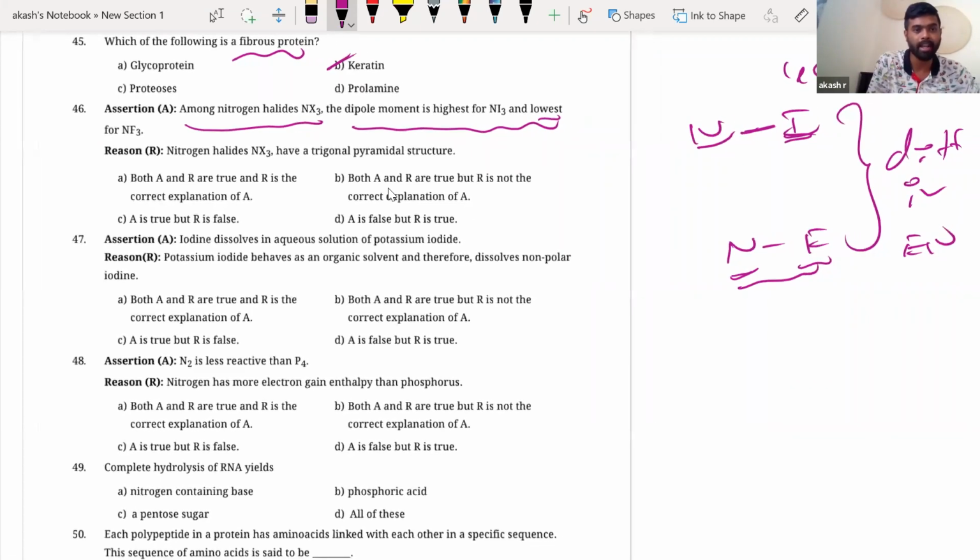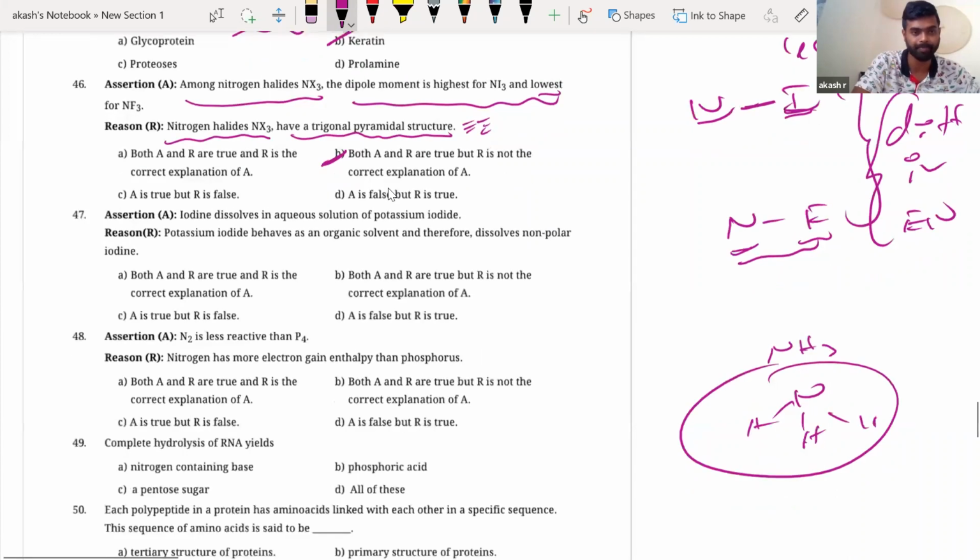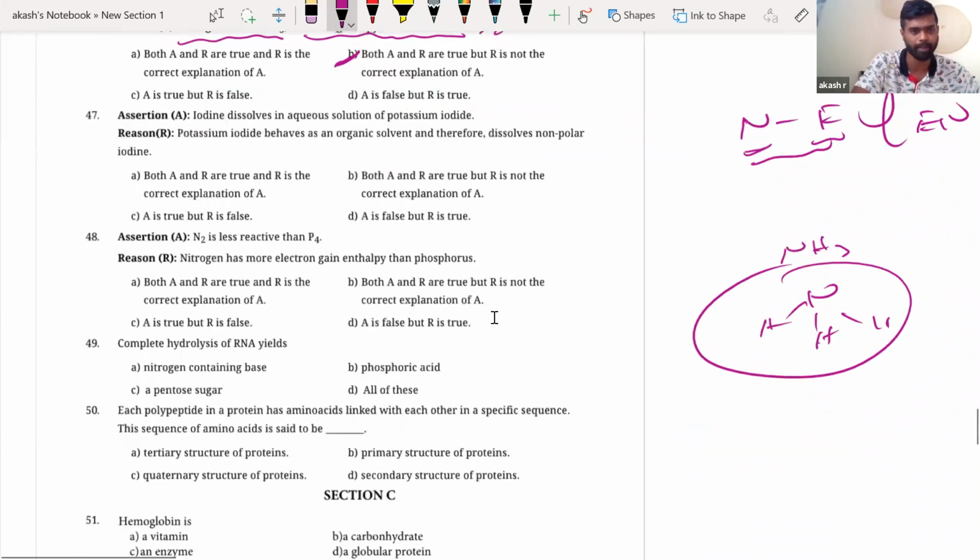Okay, now look at this. Nitrogen halides NX3 have a trigonal pyramidal structure. The statement is correct. It's like NH3. I know NH3 is going to be pyramidal. This is how the shape looks. This is trigonal pyramidal, but that is not the correct explanation. The correct explanation is the difference in electronegativity. So both assertion and reason are correct, but it is not the correct explanation. So B is the correct answer. What is the time? Okay, 5 more minutes.